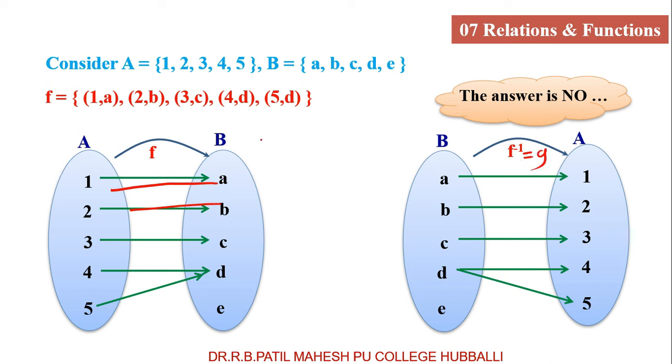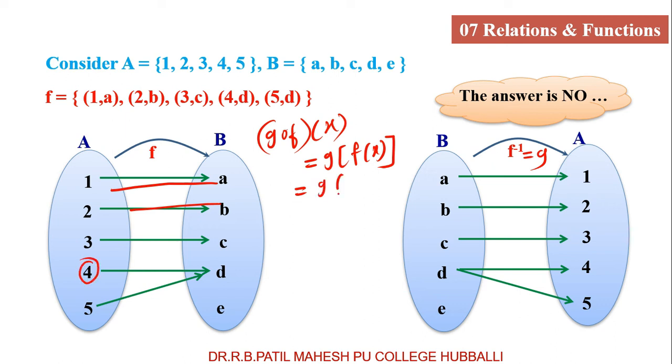Now g composition f of x I will find out, g of f of x. Carefully watch this video. Let me take the element 4, students. g of f of 4. So what is f of 4? That is d. Then g of d. Look at the second function. g of d, shall I write 4?